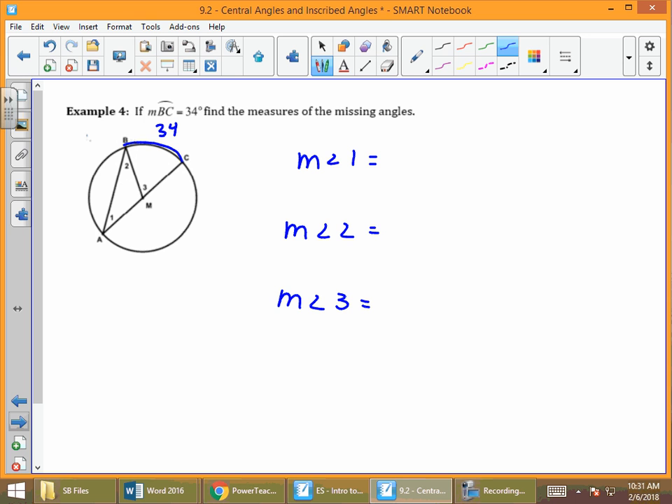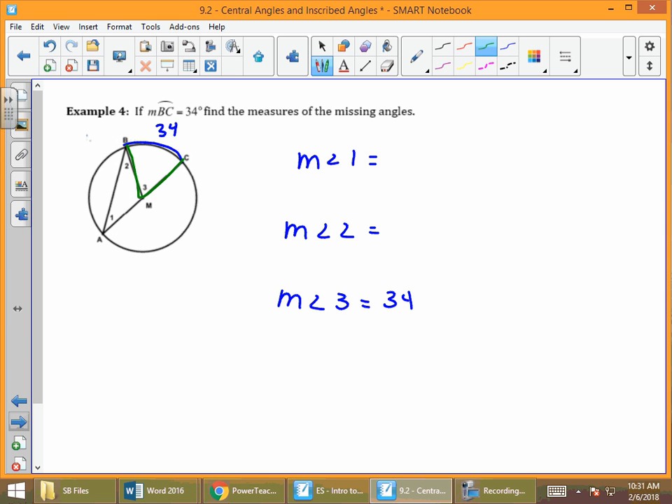Yeah, what's the measure of angle 3? 34. What kind of angle is angle 3? It's a central angle. Here's angle 3. It's a central angle. It's the same as the arc. The arc's 34, angle's 34.